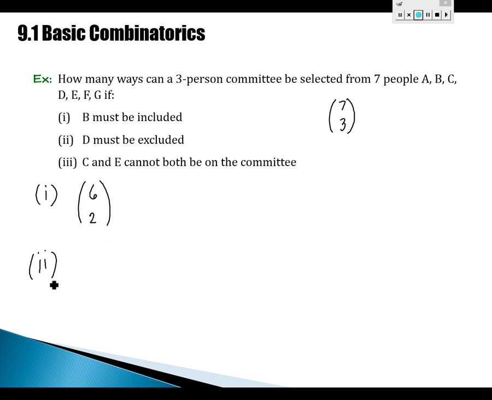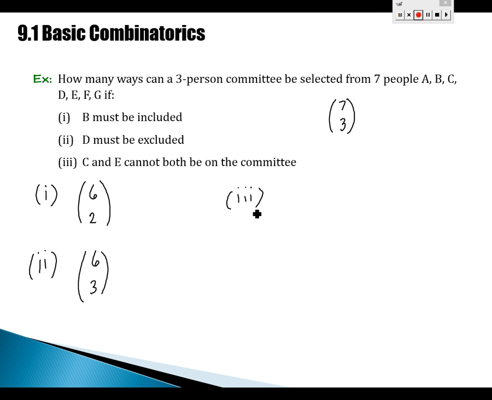Remember that we have 6 choose 3. What about if D must be excluded? Yeah, now we only have 6 people to choose from, but we still have 3 slots to fill. In the end, these are not hard. The arithmetic is not hard.